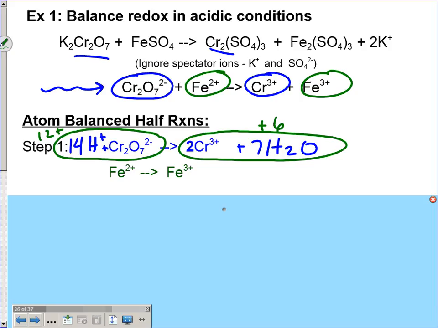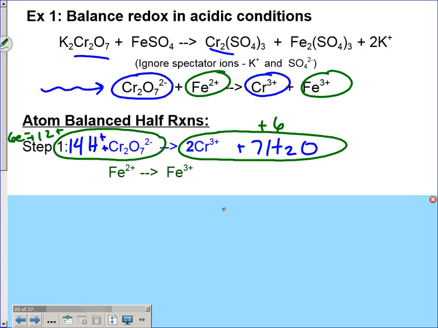So now I need to add electrons, because it's all about the electrons being transferred between the first half reaction and the second half reaction. Where would I add electrons to make the charges equal? To the reactant side, right? I have 12 plus and 6 plus. How many electrons do I need on this side? 6, and I'm squeezing this in here. You guys have more space. You're adding 6 electrons in here.